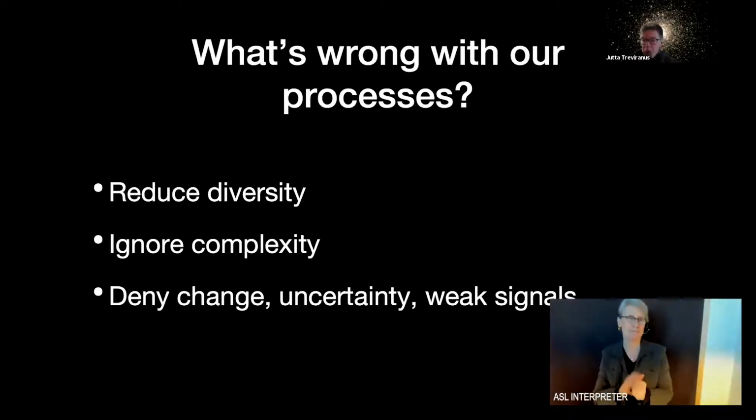So what's wrong with our processes in general? We reduce diversity, we ignore complexity, and we deny change, uncertainty, and weak signals. And for anyone that lives out at that outer edge, we know that we are diverse, that our lives are complex, and that things change, that things are uncertain, and that individuals that are out at that outer edge are most vulnerable to the emerging issues and crises to come, and are most aware, therefore, of the weak signals.